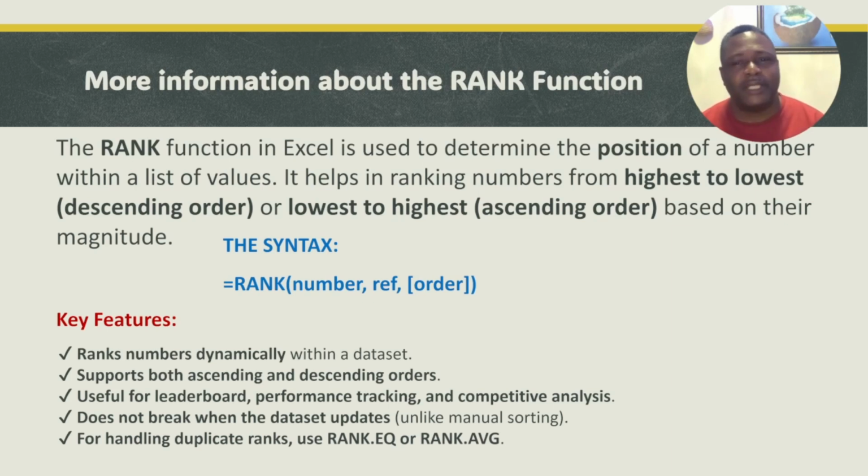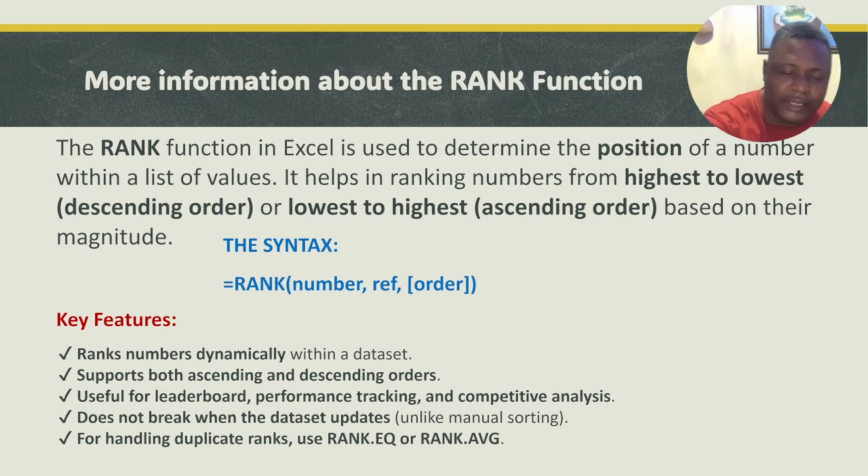The key features here: it ranks numbers dynamically within a data set, and supports both ascending and descending orders. It's useful for leaderboards, performance tracking, and of course, competitive analysis. It does not break when the data set updates. And for handling duplicate ranks, you should use something like RANK.EQ or RANK.AVG.